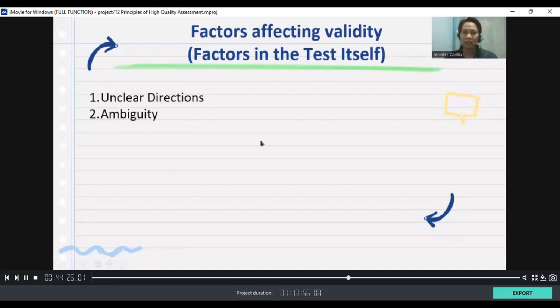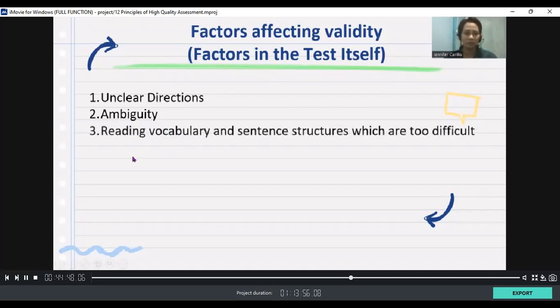Second, ambiguity or unclear areas, such as misspelled words or grammatical errors. So you should make sure it is free from errors and it should be clear. You should avoid ambiguity.